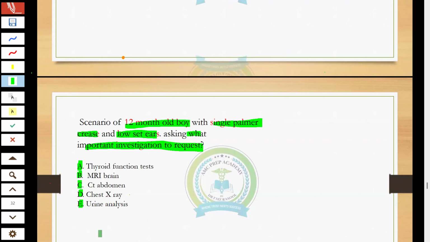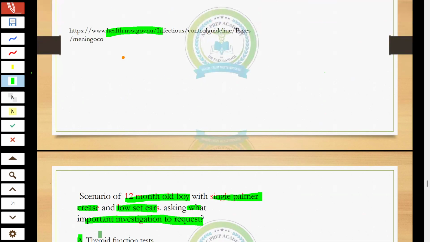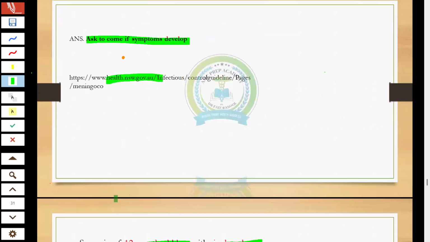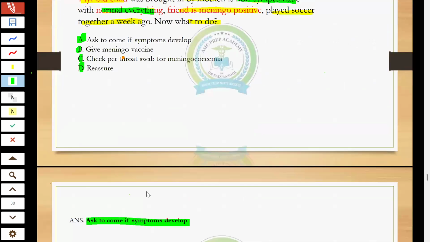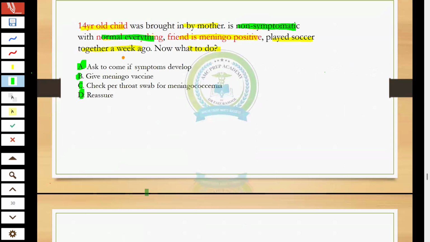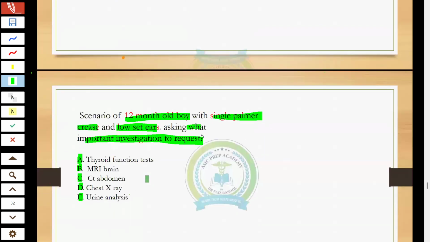What is the answer of last? Last is ask the patient to come if symptoms develop. Option A. So, doctor, what do you think about this?